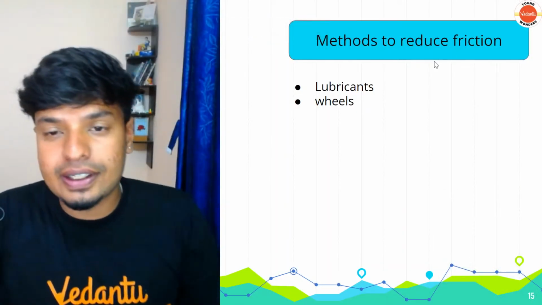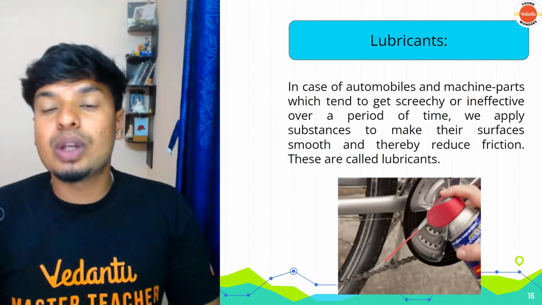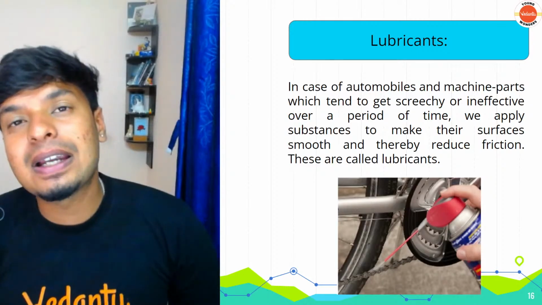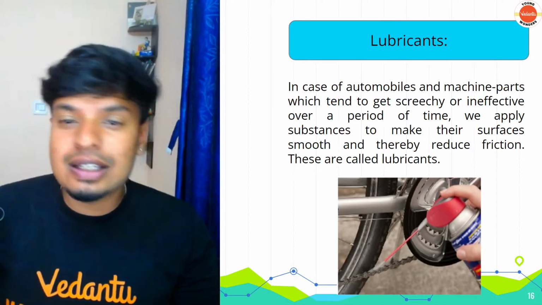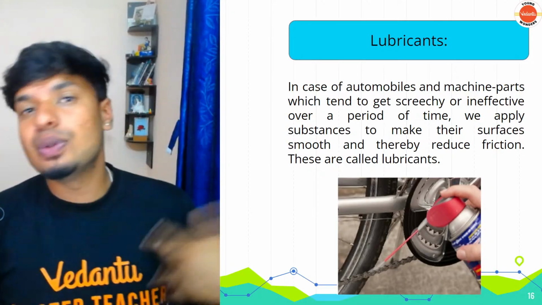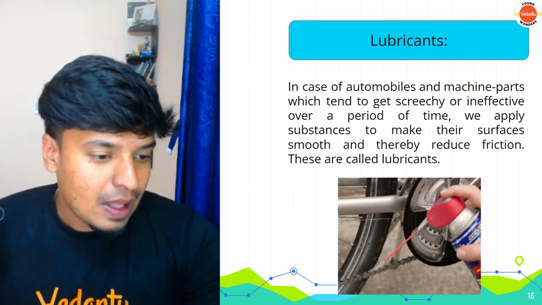Less interlocking, correct. Now in the case of automobiles and machine parts, which tend to get screechy and ineffective over a period of time, we apply substances like grease, lubricants, basically to reduce the friction. Okay, yes, got it. Any doubts here?